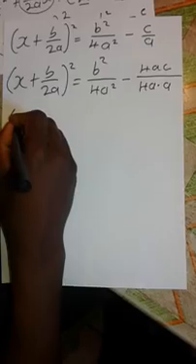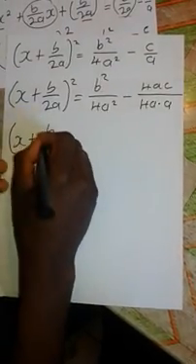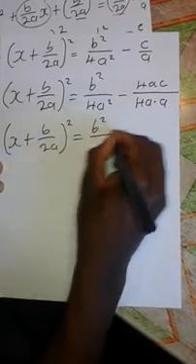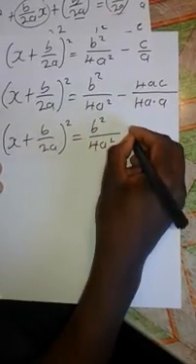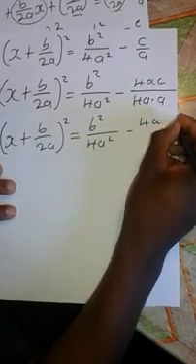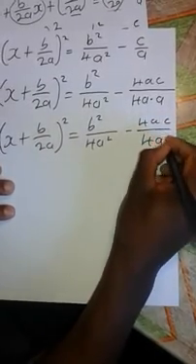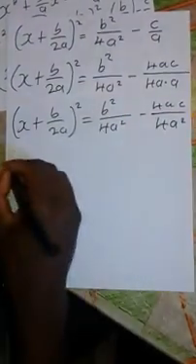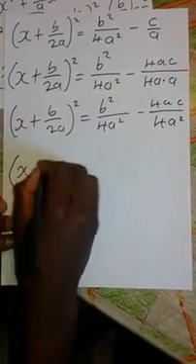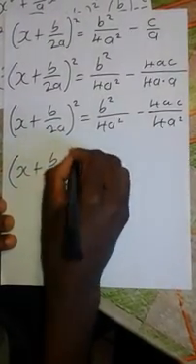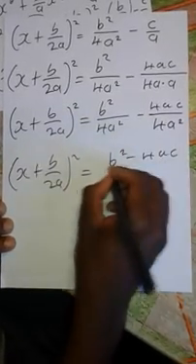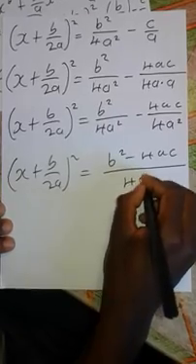Okay, now I'm going to have x plus b over 2a all squared is equal to b squared over 4a squared minus 4ac over 4a squared. Okay, now we are going to apply a simple mathematical technique that you all know. It means that I'm going to have x plus b over 2a all squared is equal to b squared minus 4ac all over 4a squared.